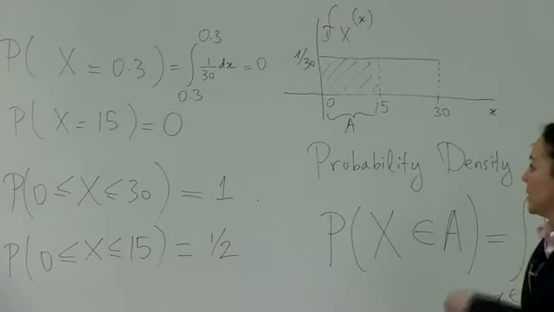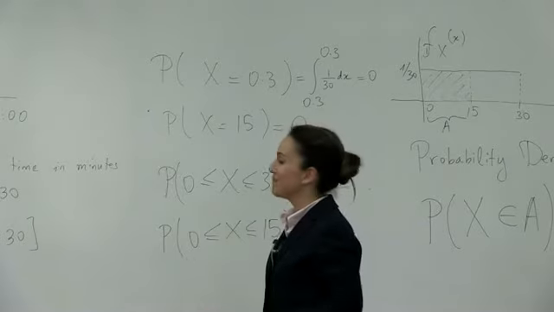Does that mean it's impossible for me to start exactly at 8:45? It's not impossible, but it's an event with 0 probability. So there's a difference. You will see examples of that again, so better get used to it.